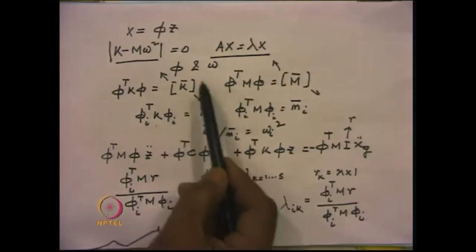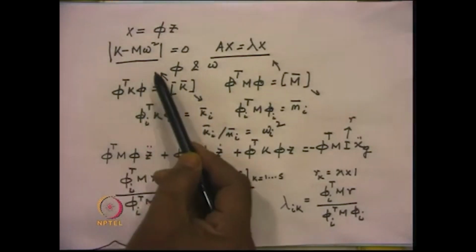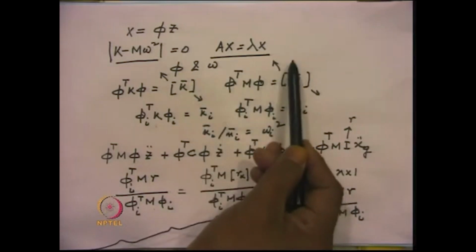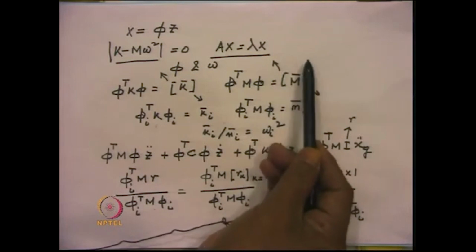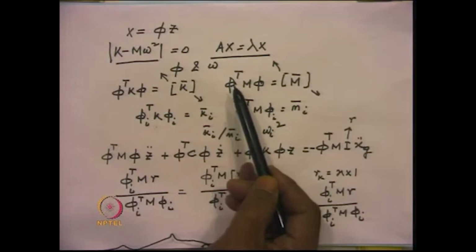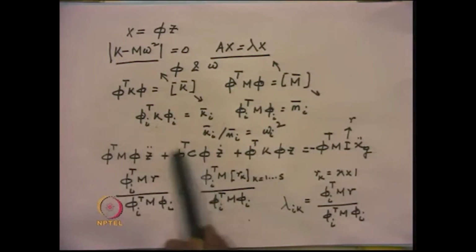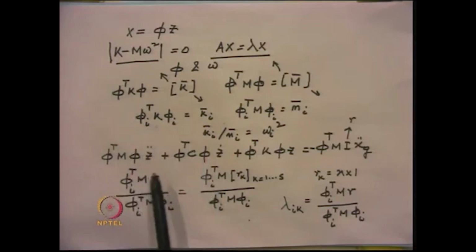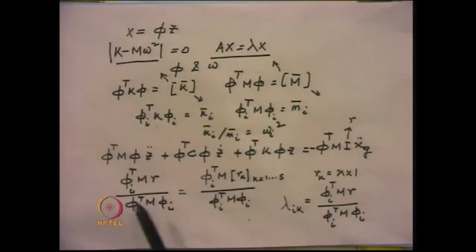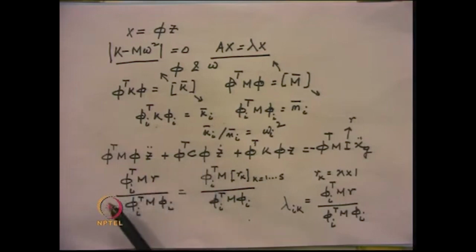Now, if one assumes that the C matrix is proportional to mass and stiffness matrix, then one can write C is equal to alpha into m plus beta into k. Therefore, phi t c phi also will become diagonal, because phi t k phi will be diagonal, phi t m phi will be diagonal. So, therefore, this phi t c phi also becomes diagonal.